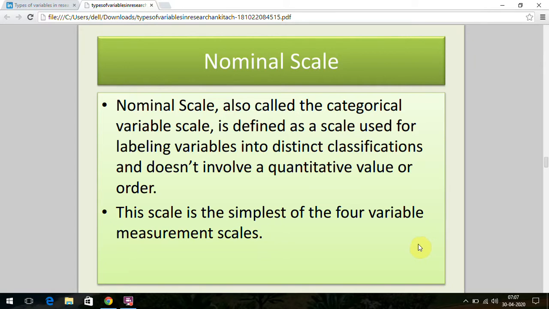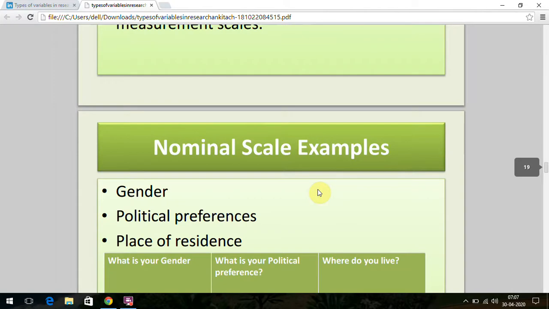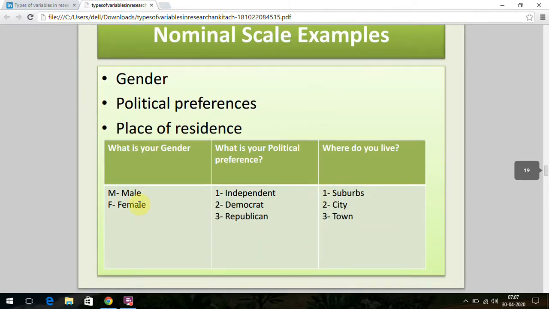Okay, so nominal scale is just by names. The common example is gender. Okay, so nominal is like male and female. You cannot say which is better and which is bad. There is no comparison that can be done between the categories. What is your political preference? Independent, Democrat, Republican?